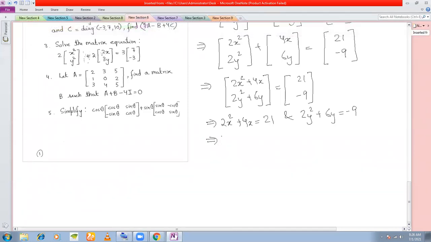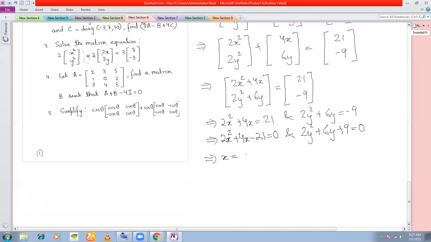That means you have 2x² + 4x − 21 = 0, and 2y² + 6y + 9 = 0. Now you can solve these equations by Sridhar Acharya's formula. I'm not solving here.